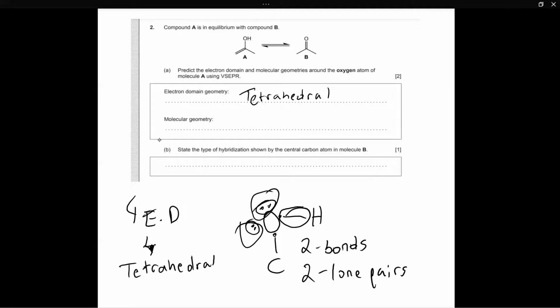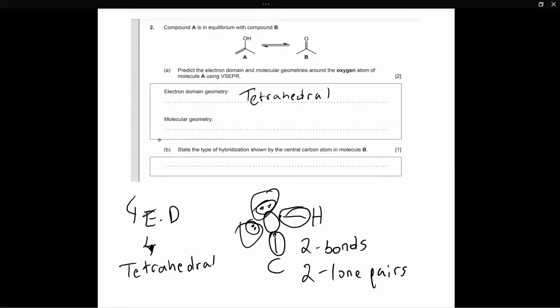Remember, just imagine there was a double bond over here, which is not possible. This double bond will still be counted as one electron domain. So instead of bonds, I should rather say the number of elements which are bonded to oxygen. So count the number of elements bonded to oxygen and count the number of lone pairs. Anyway, that is how you find the electron domain geometry.